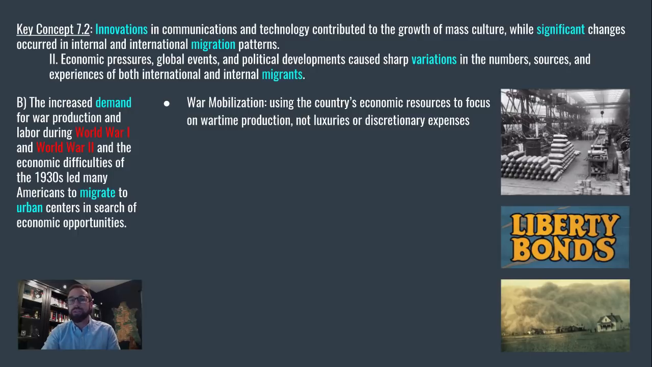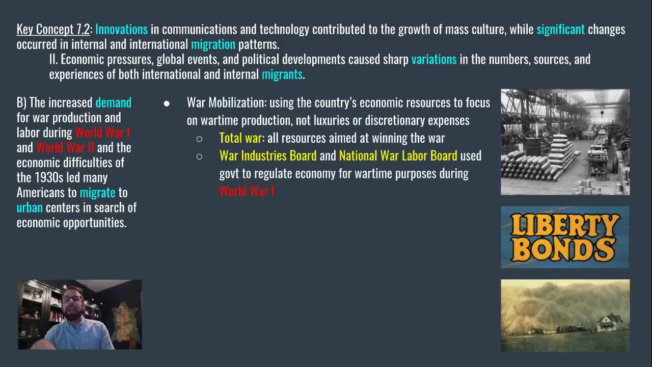Okay? Now what happens during wartime is that we're in an instance of total war. And that means that if you want to dedicate your country's economic resources to winning, you have to shift production from luxuries and discretionary expenses, things that in peacetime might be cool to have, to producing things in your factories with your natural resources that are only going to benefit the war. That's what wartime mobilization means. It means that the government's going to step in and regulate the economy a lot more.